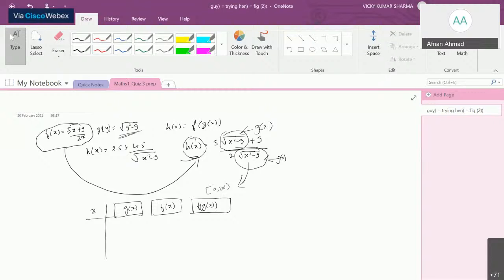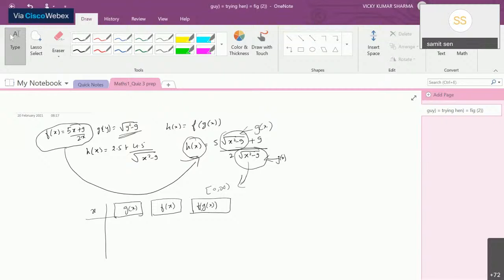Now, only by taking g of x inside the argument for f does not necessarily mean that we are taking the entire range of g of x as the argument for f. So even though g of x can generate values from 0 to infinity, when we are taking it as the argument for f of x, we are not taking the entire range. And that's why we should not relate the range of g of x to the domain of f of x, because those are independent functions.